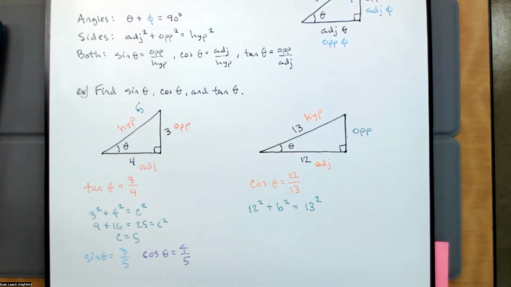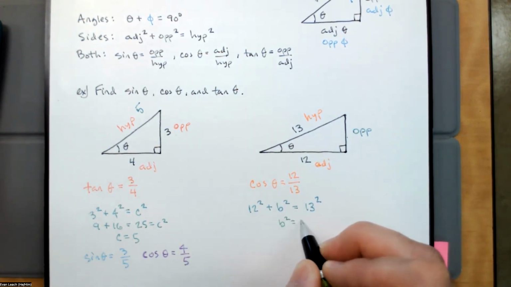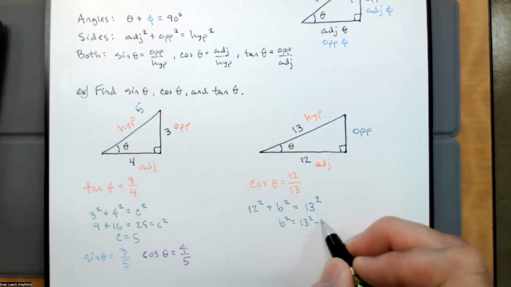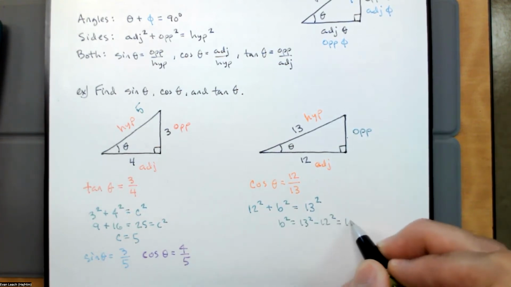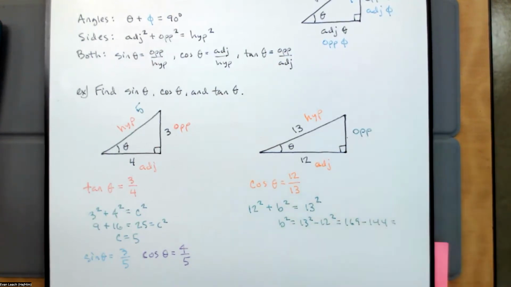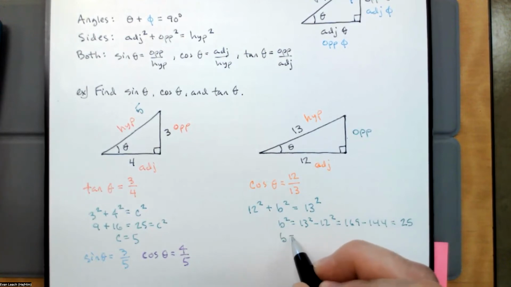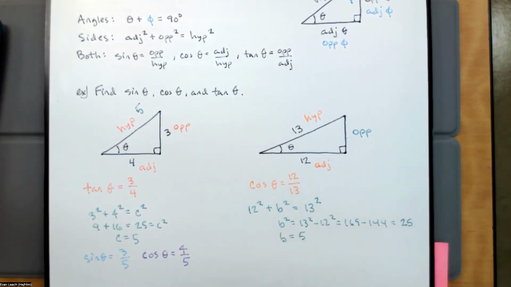So here we're going to do a little bit different operation to get at the side that we want. Before we just had to add those two up, but now we're looking for one of the legs. So B squared is 13 squared minus 12 squared. So 169 minus 144. What's 169 minus 144? 25. I didn't want to have to do too many square roots today, so it's always just going to be 5. So B is 5.